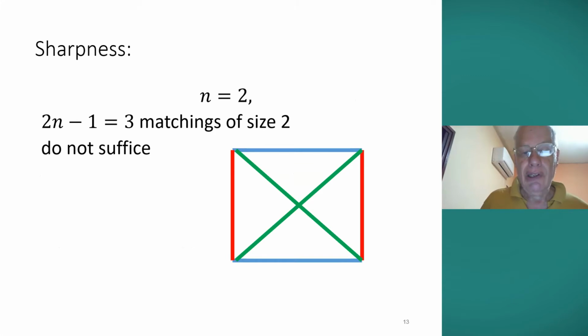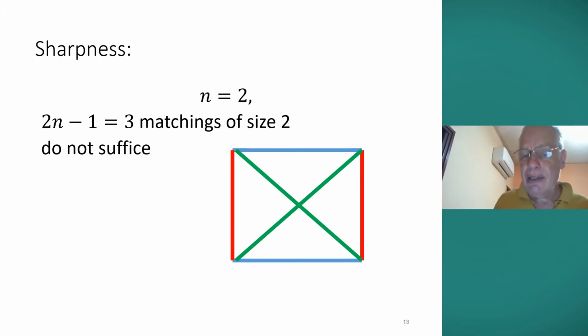Take n equals 2, so 2n-1 is 3, and we are claiming that this is not sufficient, you need 2n. Take this blue, red, and green matchings, 3 matchings of size 2, and as you see, each green meets each blue and red, and each red meets each blue, so you cannot take a matching of size 2 of different colors. So there is no rainbow matching of size 2.